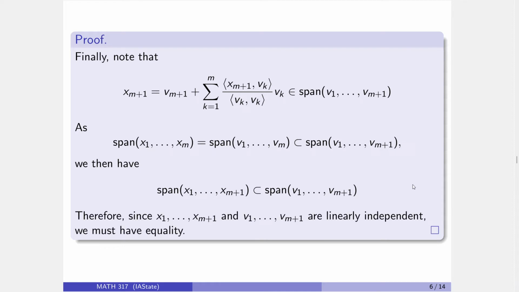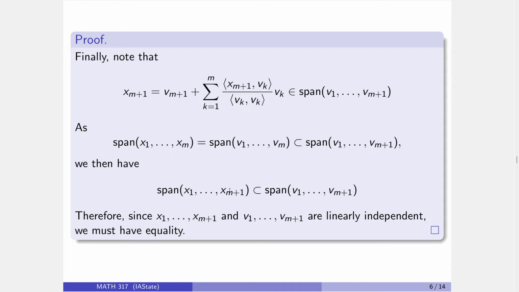Proof's over, right? And why does that happen? Well, by hypothesis, we know that this is a linearly independent list. And since these are orthogonal and non-zero, we also know these are linearly independent. So here we have a span of m+1 linearly independent things containing the span of a list of m+1 linearly independent things. These spans must be equal to each other.